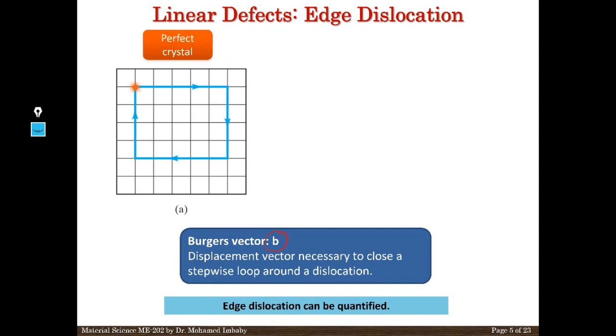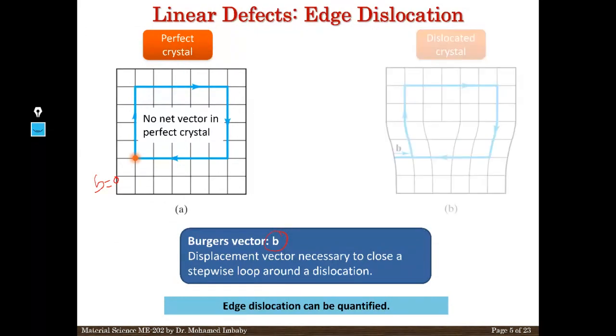If you go from here up, count it. We count it as 4. We count that one as 5. We count this 4, and this is 5. This is perfect. There is no Burgers vector here. Burgers vector is supposed to be 0, right? No net vector in the perfect crystal.